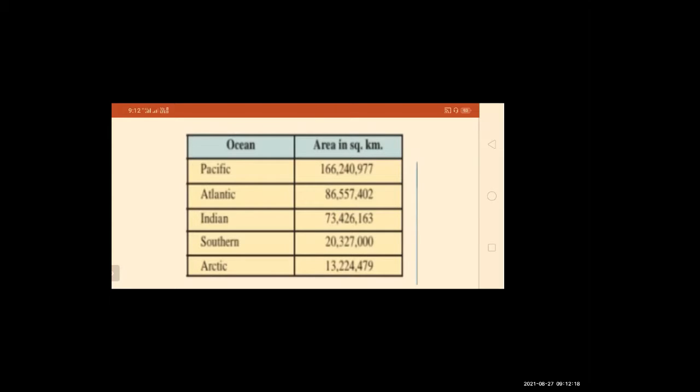Then next is Indian Ocean. The area of Indian Ocean is 7,34,26,163 square kilometer. Then the Southern Ocean. What is the area of Southern Ocean? 2,03,27,000. Then last one is Arctic Ocean. That is, the area of Arctic Ocean is 1,32,24,479. So if you will observe these figures, you will come to know that the biggest ocean is Pacific Ocean and the smallest ocean is Arctic Ocean.